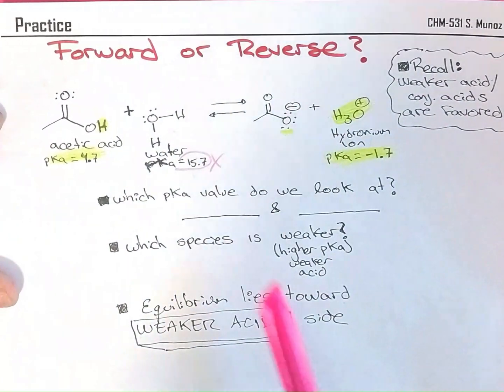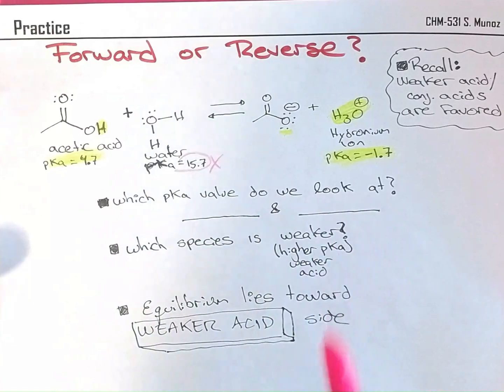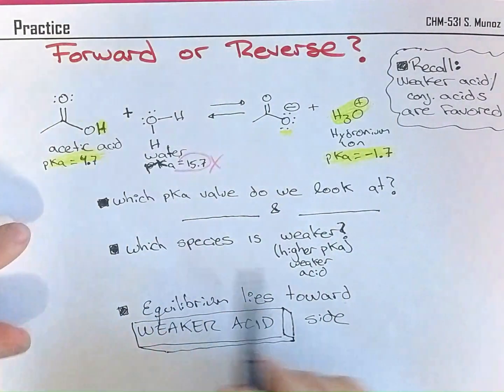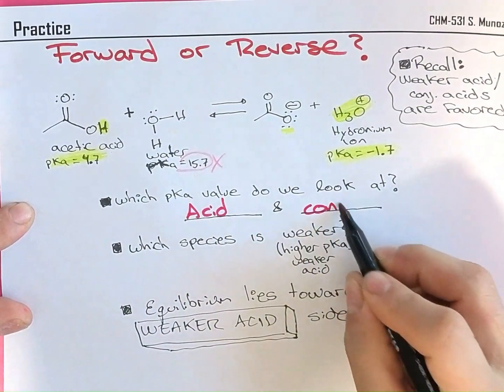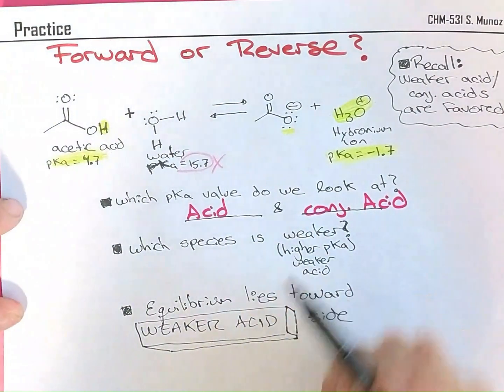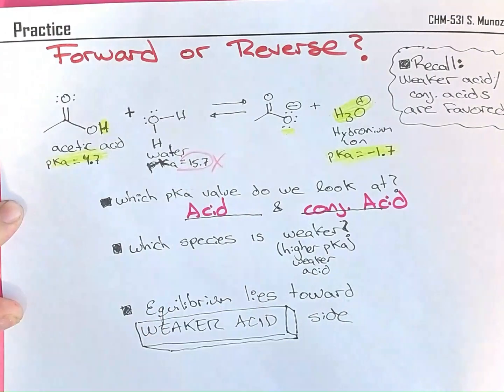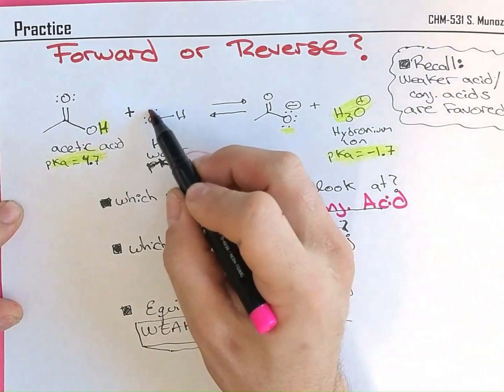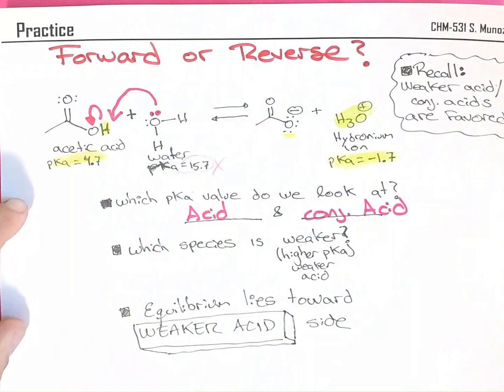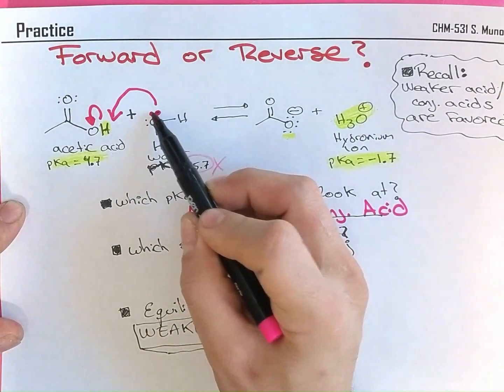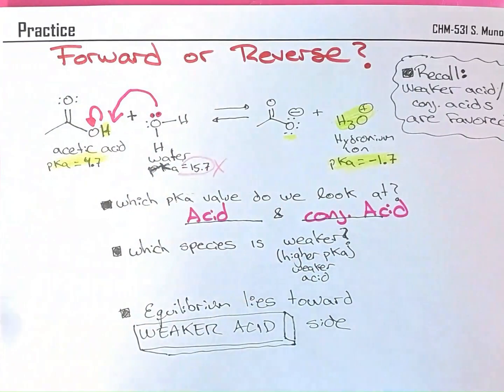So in other words, if you know which pKa values to look for, then you will be in good shape. Which pKa values do we need? Of course, our acid and our conjugate acid. We don't care about the pKa of the base. In this case, water was the base. And just to practice your arrow pushing, all of you should be very, very familiar and proficient in drawing the arrows for proton transfer reactions.